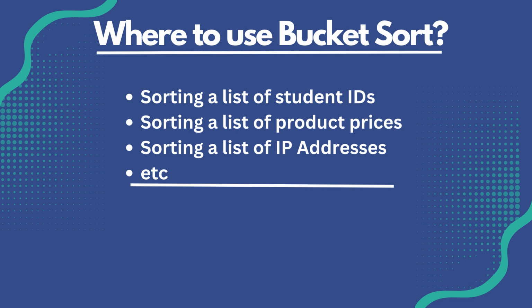Now, where to use bucket sort? You can use bucket sort when sorting a list of student IDs, product prices, and IP addresses. Student IDs are typically assigned in a sequential order, so they are likely to be evenly distributed across a specific range. Bucket sort is therefore a good choice for student ID sorting, as it is efficient for sorting evenly distributed data, as I have said before. This is also the case when sorting a list of product prices and a list of IP addresses, as they are both typically distributed across a specific range and are defined by a standard format.